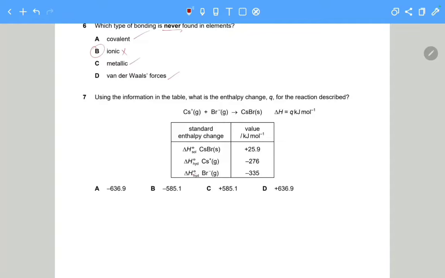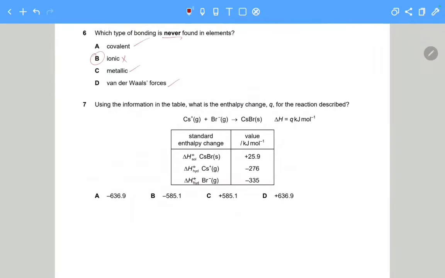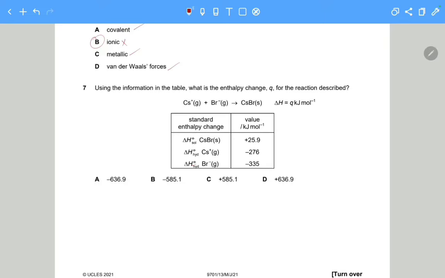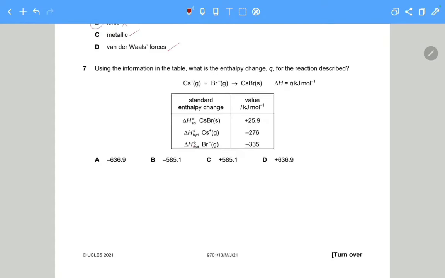Using the information in the table, what is the enthalpy change Q for the reaction described? So Cs+ gas plus Br- gas gives CsBr solid, and delta H is equal to Q kilojoules per mole. And they've given you this table where they've given you the enthalpies of solution and hydration. Now, whenever you see enthalpy of solution and enthalpy of hydration, you immediately come back to the Hess law for these type of reactions. So let's write that down. Let's write the Hess cycle for this reaction.